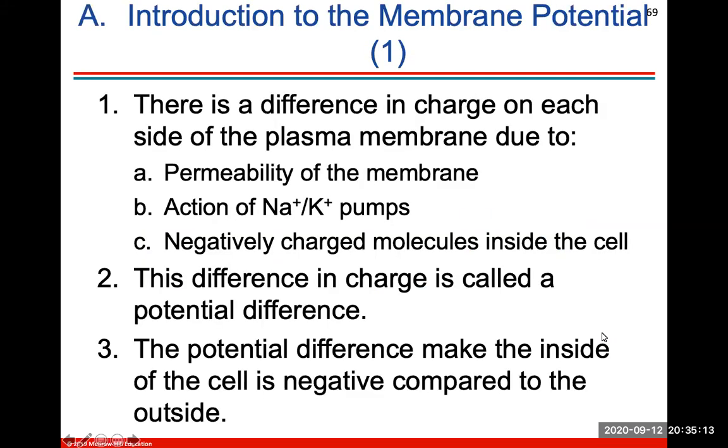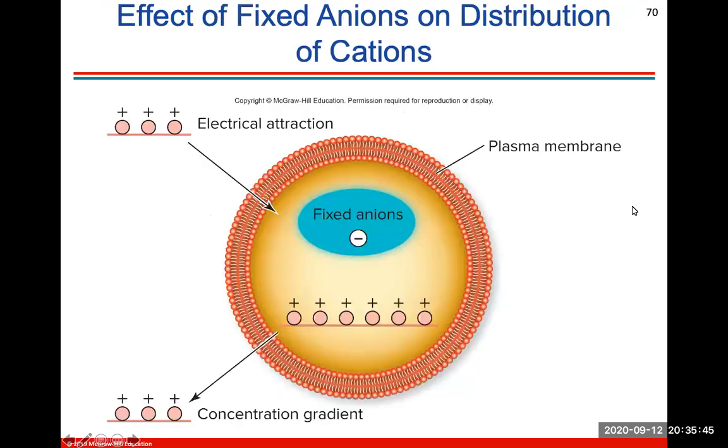Membrane potential: there's always a difference in charge or electricity on each side of the plasma membrane, and that's due to the permeability of the membrane because different things can come in and out of it. It's also due to the action of the sodium-potassium pumps. So these ions have a charge to them, and negatively charged molecules will always be inside the cell. So the inside of cells is normally more negative than the outside of cells, and we call that the potential difference, and that makes the inside of the cell negative compared to the outside.